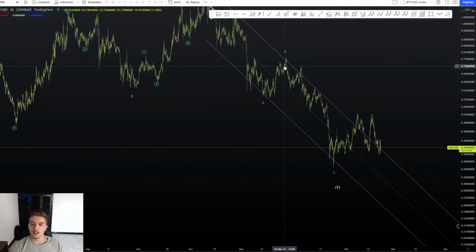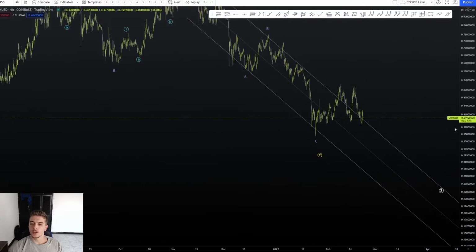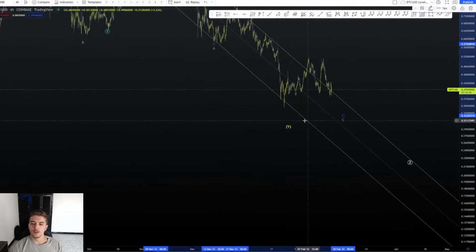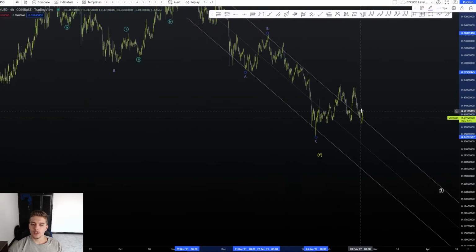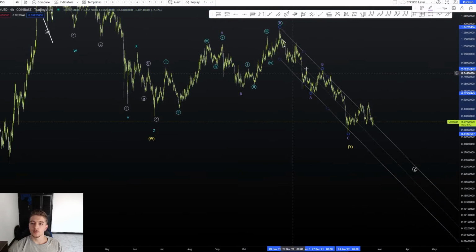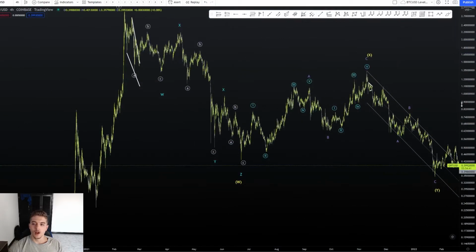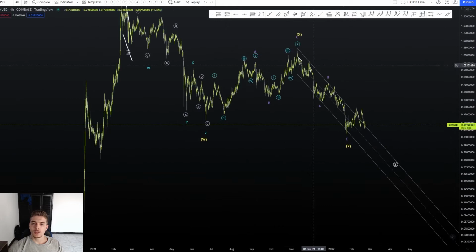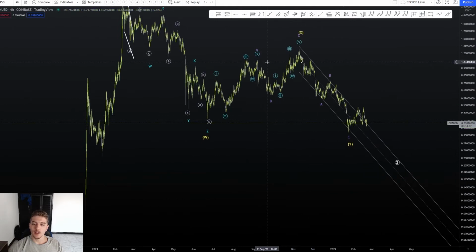Now we could also say, like I mentioned, this could be a 1, 2, and this could be a 3, 4, all of the C wave, and we could be coming down for the wave 5 to complete the C wave. So we're going to go into the zigzag count. I'm going to show you guys what we could be looking at in this section in more detail. But that's basically the gist of what we're looking at on the WXY count.